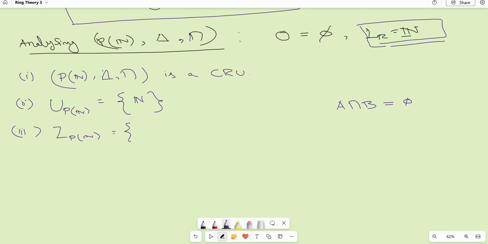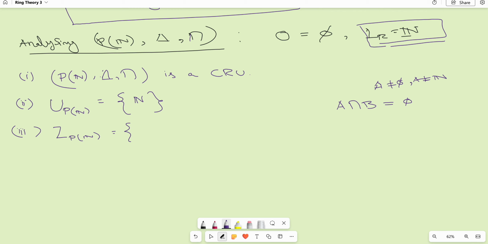So what are the choices for A and B? For the zero divisor, A should be non-zero and non-unit element, right? A is empty, and A is also non-zero, non-unit, because the unit N is a non-unit element. So A should be non-zero, non-unit. Non-zero means non-empty, and non-unit means A should not be N, such that A intersection B is empty.